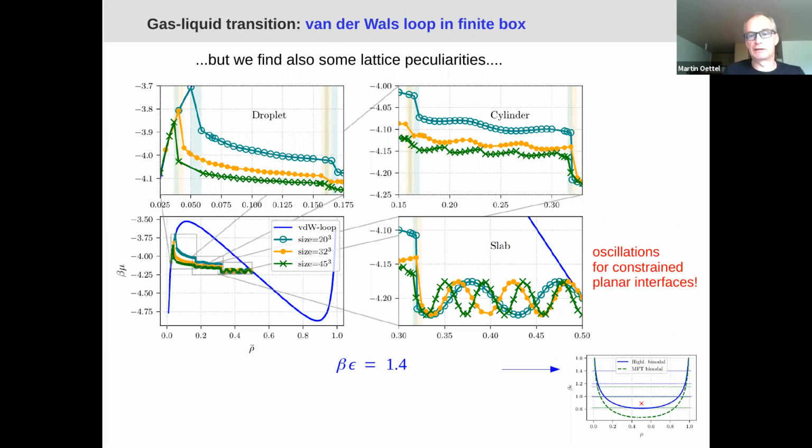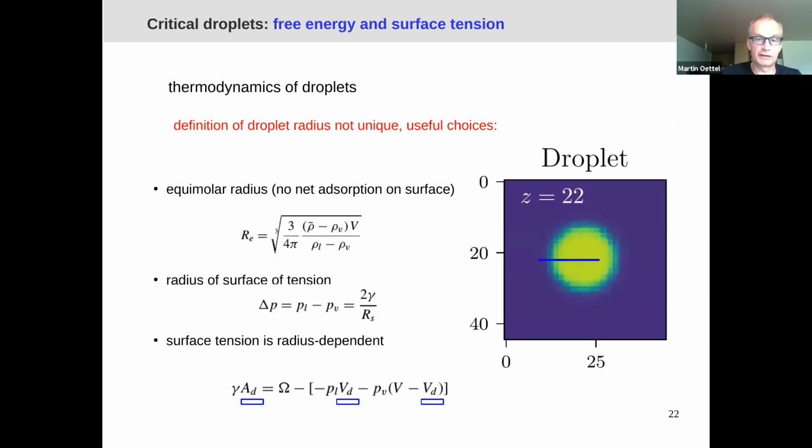We find also lattice peculiarities. The chemical potential begins to oscillate in the slab portion, has undulations in the cylinder, and also slight irregularities in the droplet portion. The oscillations in the slab part are the oscillations for constrained planar interfaces that I talked about earlier. And the undulations in the cylinder and droplet part are sort of leftovers from droplet layering transitions. And if I have time, I will say a final word at the end. This all occurs at lower temperatures, higher interaction energies.